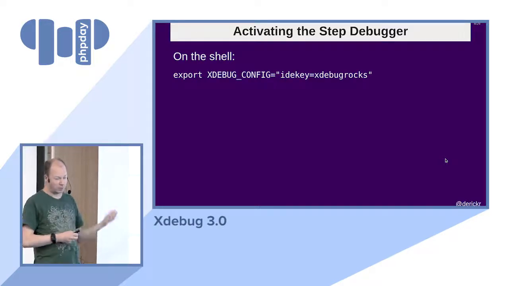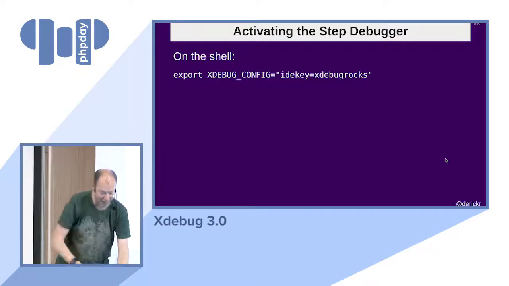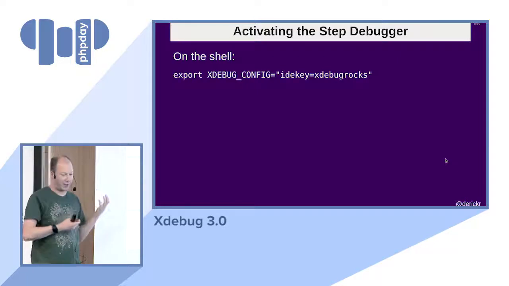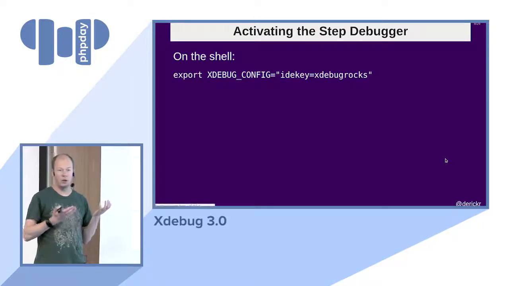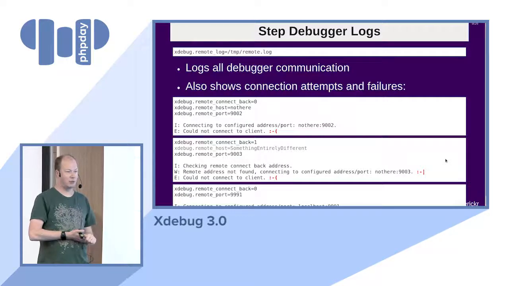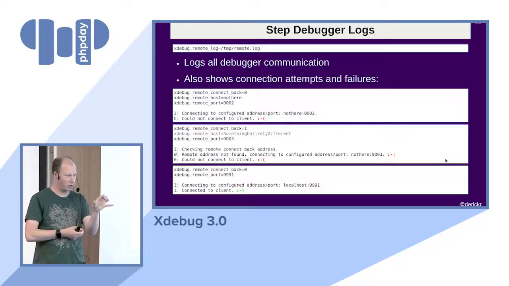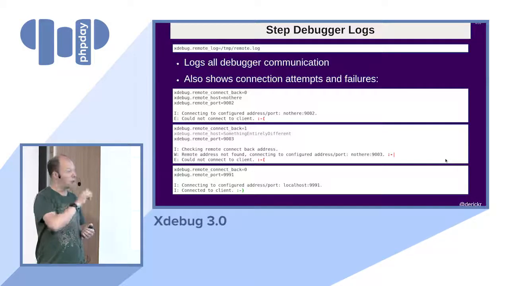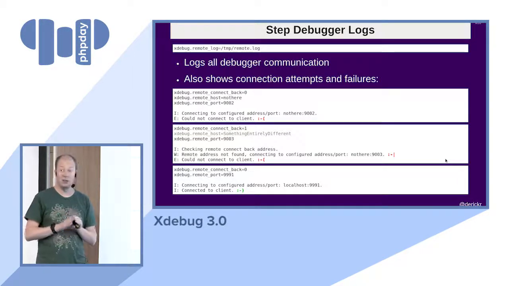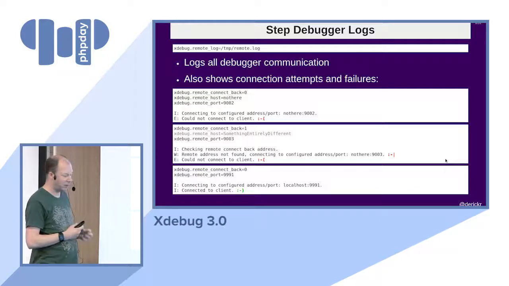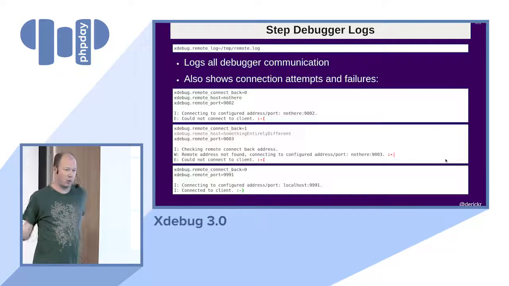All right, so something that I recently added is a way of finding out any connectivity issues when Xdebug is trying to talk to your IDE. This setting is called remote_log. That is one that is definitely not going away because it's so useful. It logs all the debugger communication, and it also logs connection attempts.